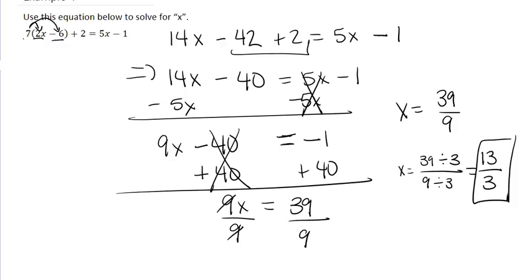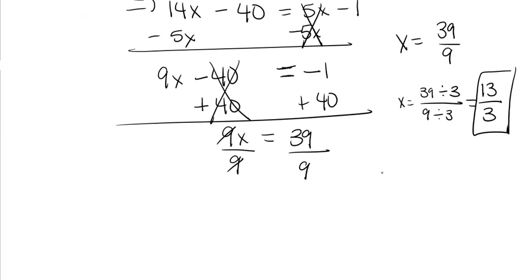Now, if it also helps, you could have done it like this. 39 is really 3 times 13, and 9 is just 3 times 3. And so what you could have done, instead of dividing by 3, since you know they're both multiples of 3, was to do the prime factorization of both numbers, and then divide out common factors on both the top and the bottom, which gets us to 13 over 3.